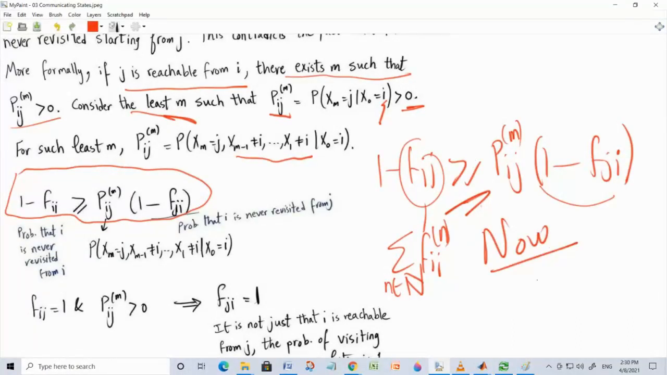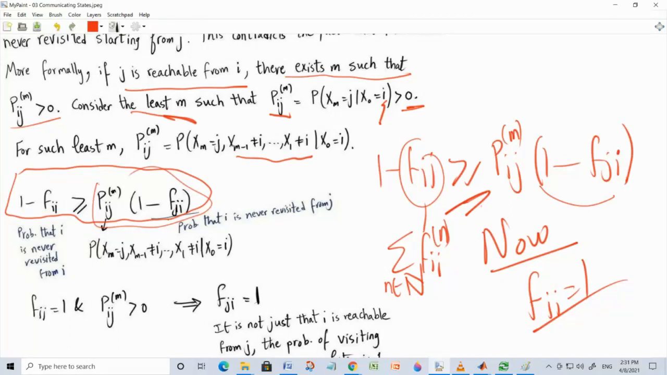Now, let's apply this inequality for the case in which state I is a recurrent state. If state I is a recurrent state, then Fii is equal to 1. And if Fii is equal to 1, it means that 1 minus Fii is 0. And so basically, the right-hand side will exactly be equal to 0.